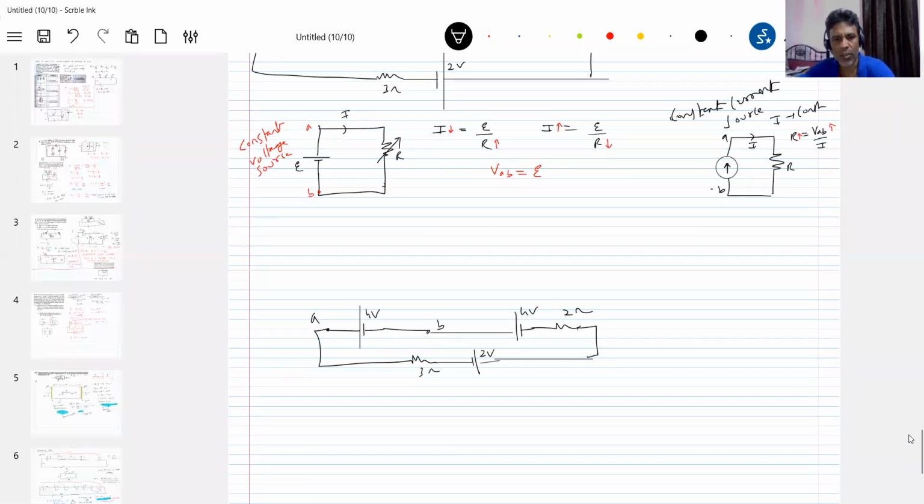So this should be that one. So now 4 volt, they are in series. The effective will be 8 volt. And this is 2 ohm. This is 3 volt. This is 3 ohm and this is 2 volt. So this is the point C. This is A.